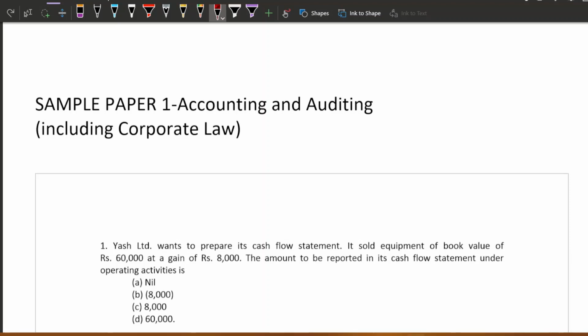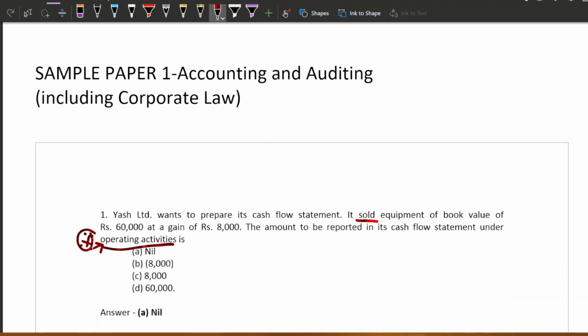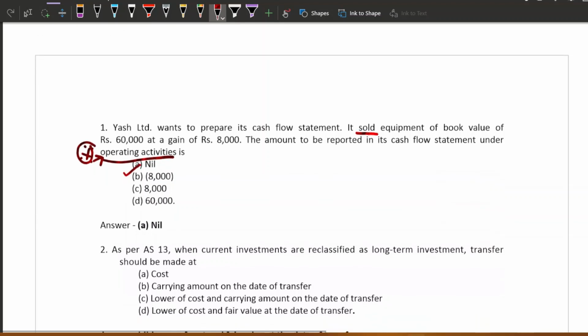Okay, so the first question. Yash Limited wants to prepare its cash flow statement. It sold equipment of book value 60,000 at a gain of 8,000. The amount to be reported in its cash flow statement under operating activities is... Here the word operating activities is important. So the answer is actually nil because this is an investing activity. The amount to be reported under operating activities is nil. Next, let's go to the second question.